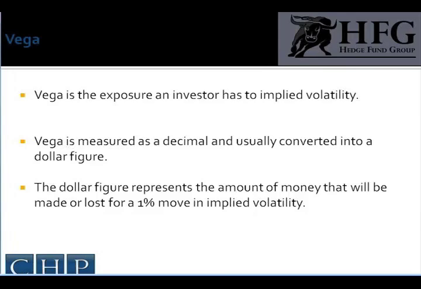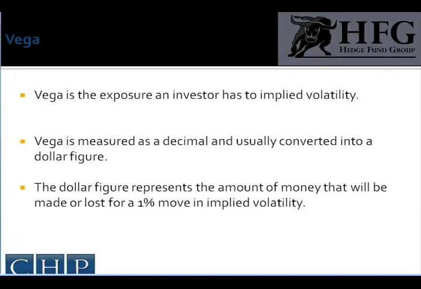Vega is measured as a decimal and is usually converted into a dollar figure. The dollar figure represents the amount of money that will be made or lost for a 1% move in implied volatility. For example, a Vega of $10,000 will theoretically make $10,000 for a 1% increase in implied volatility.